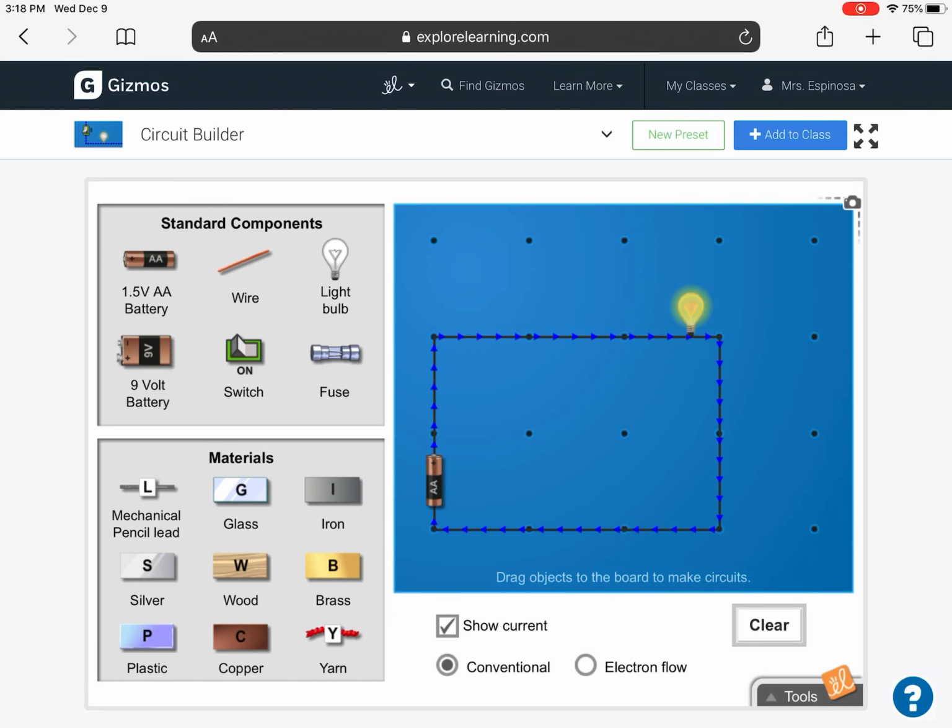The switch is optional. So if I take a switch and I put it on our simulator, as long as the switch is, in this case, it flips to on, what that means is that the switch is currently down so that it is completing the circuit. If I flip my switch to the off position, then what you have done is you have changed the circuit.